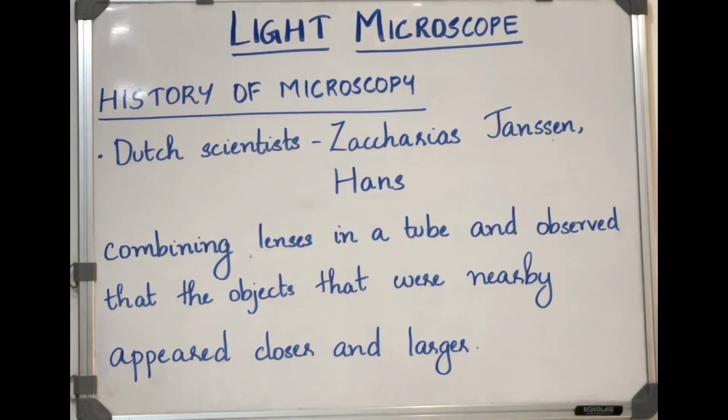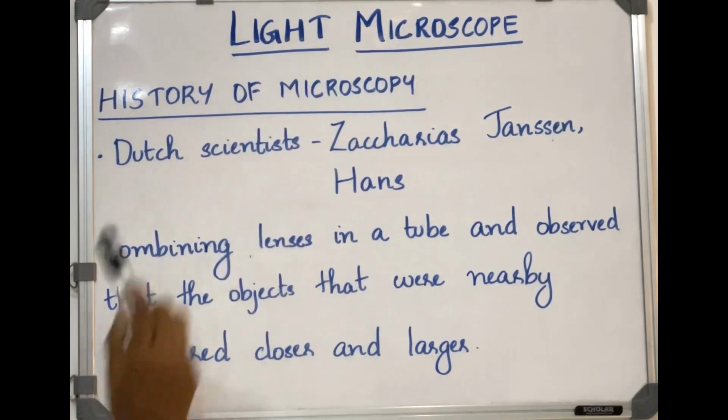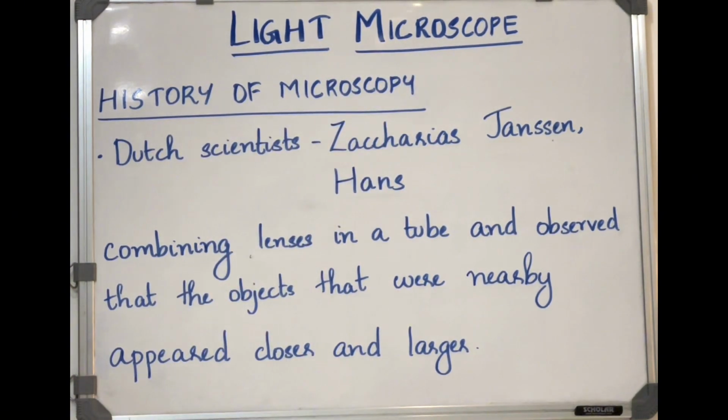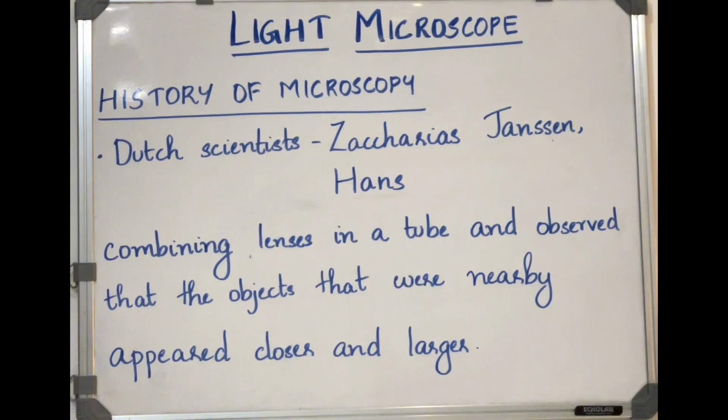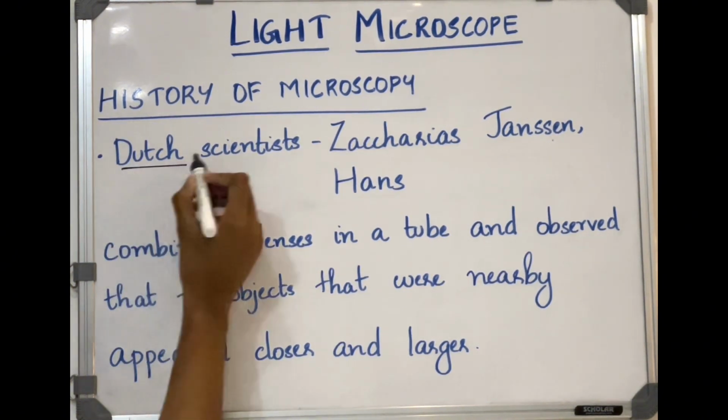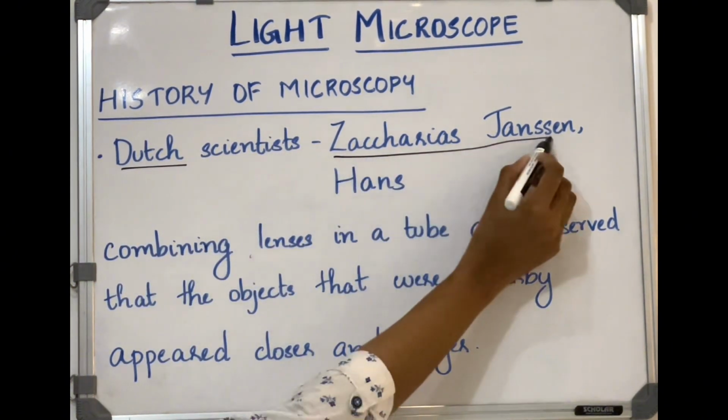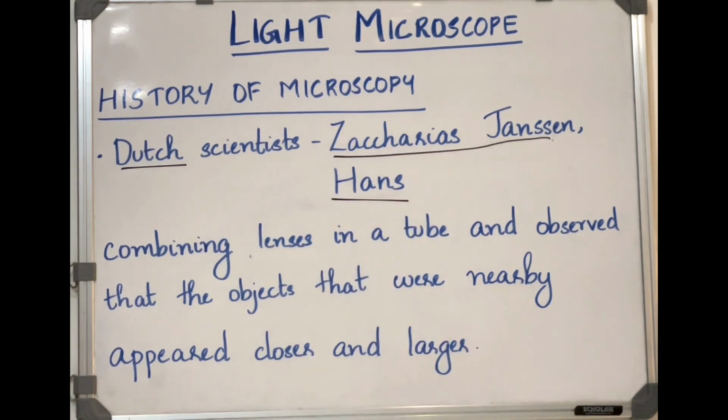In this video, we will be discussing a general introduction about the light microscope. Before we go into the topic, we need to know how microscopes were discovered, that is, the history of microscopy. There were two Dutch scientists named Zacharias Janssen and his father Hans who made spectacles. They discovered a very simple microscope.